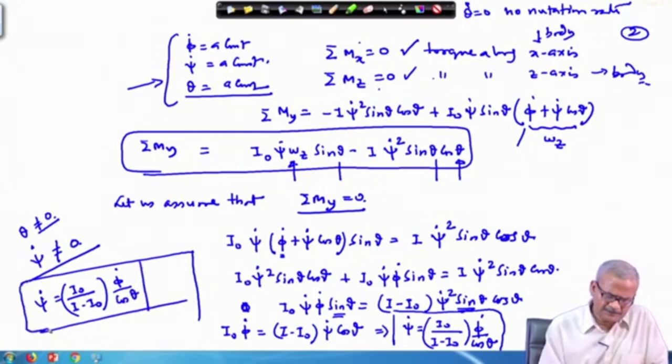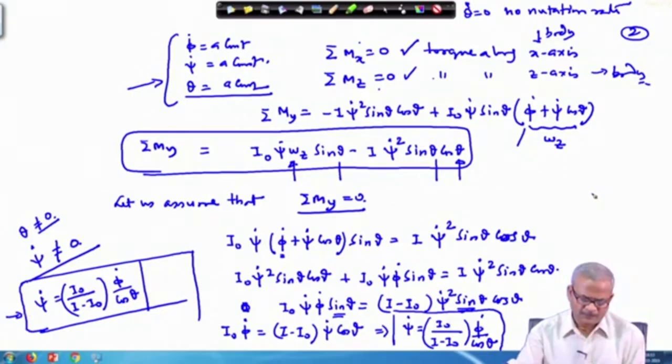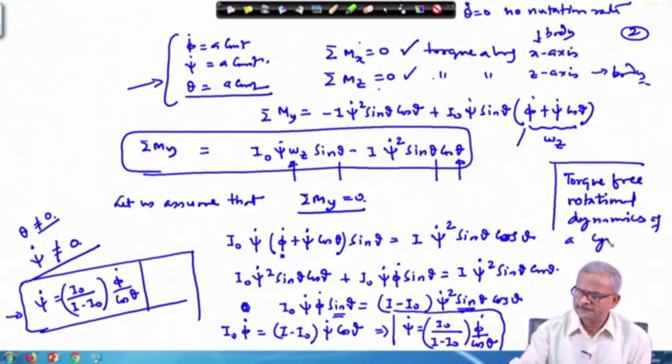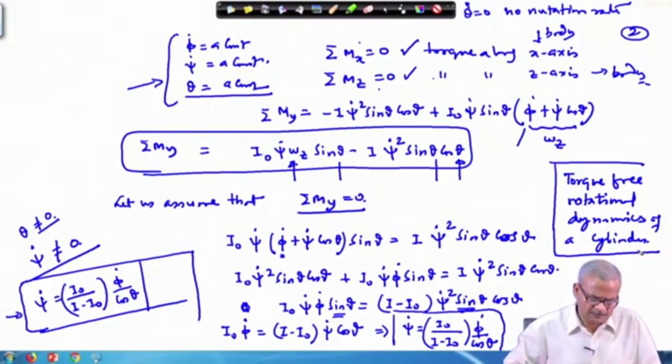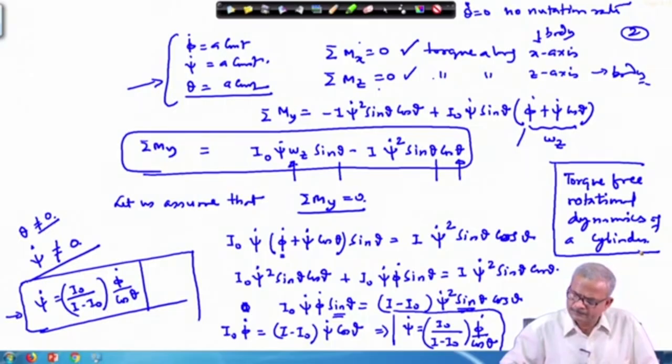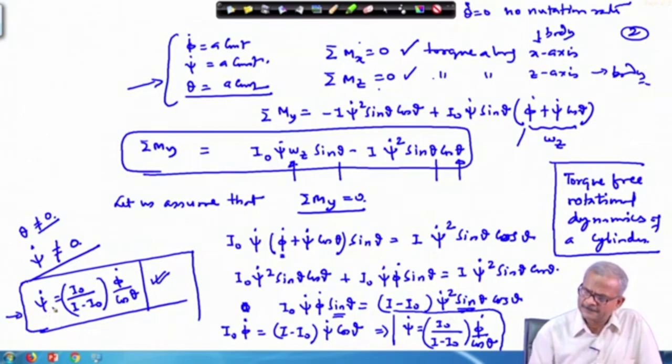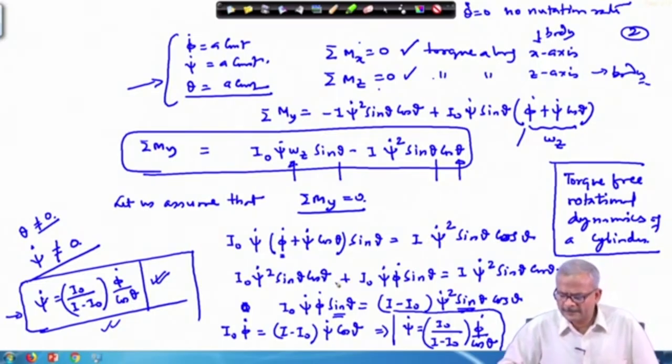And this is exactly the expression we got for the torque free rotational dynamics of a cylinder or a disc. So, through this route also we are getting the same result for the rotational motion of a cylinder or a disc which is free from torque. You will get psi dot equal to this quantity, the expression written here, which we are getting through some indirect route. So, the same problem can be solved in multiple ways.